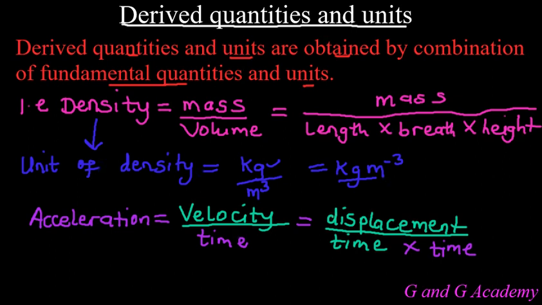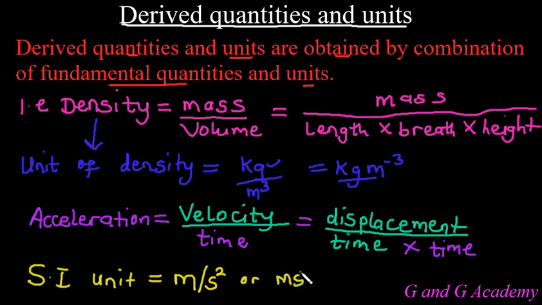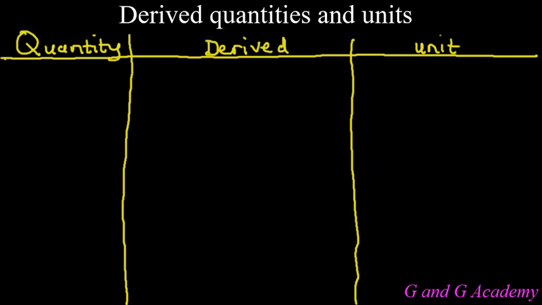Okay, and by combining these formulas together, we can also derive the SI unit, which is what? Meter per second squared. Okay, and it can be written in its index form as what? Meter seconds raised to power minus 2. Okay, now let's go to the next page to explain this better. Let's use this table to explain more derived quantities and their units.